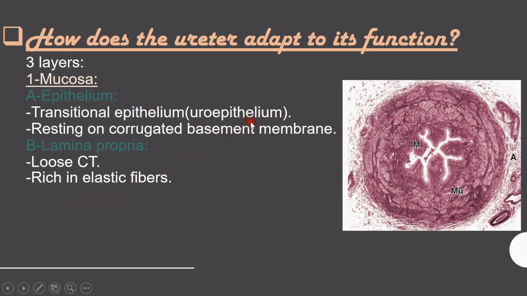The epithelium is called transitional, as it can adapt to change in volume. Note that the transitional epithelium or urothelium rests on corrugated basement membrane, which allows distension of the ureter so small stones can be avoided in urine.